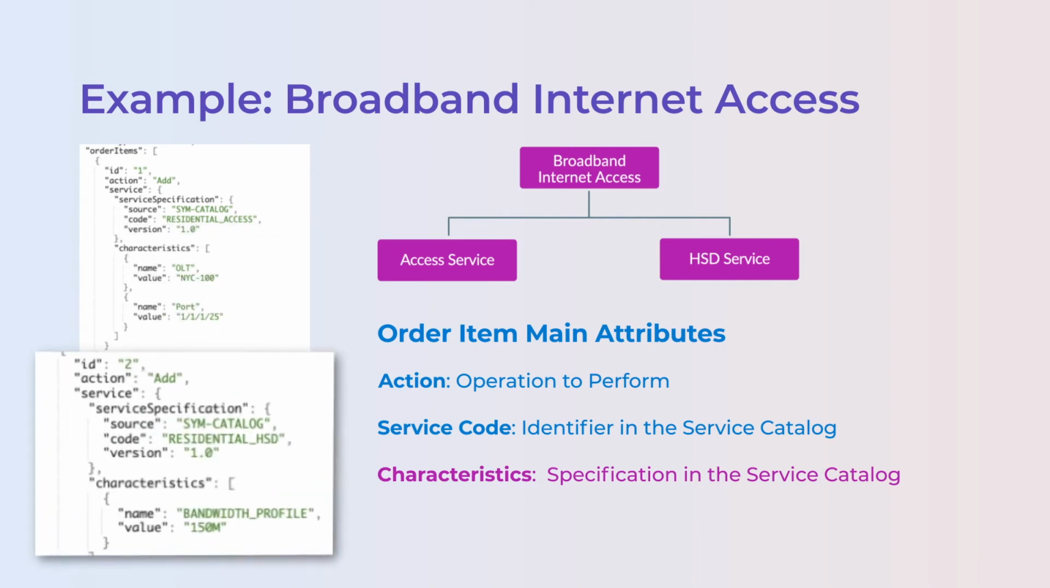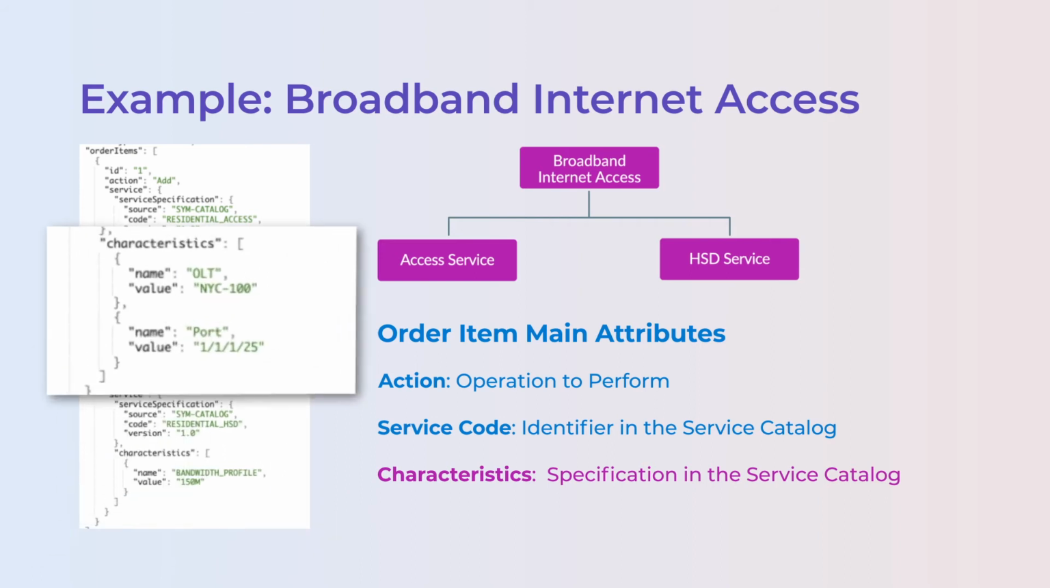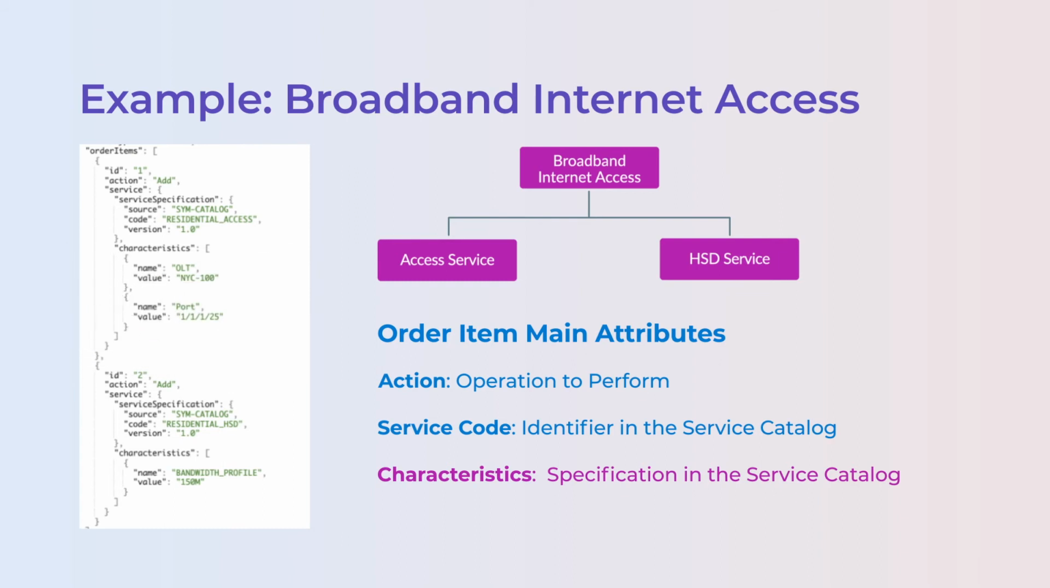Let's take a look at the HSD service. In this case, there is an additional characteristic for the bandwidth profile. In the case of the access service, the characteristics are the OLT and port. As you can see, each service has its own particular characteristics. The characteristics of each service are defined by the service specification in the service catalog. We will talk more about the service catalog and specifications later on in this module.